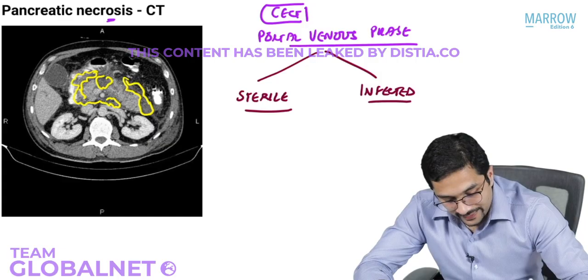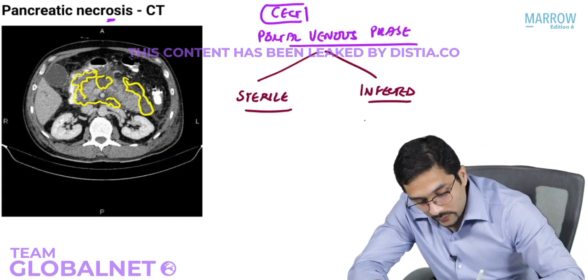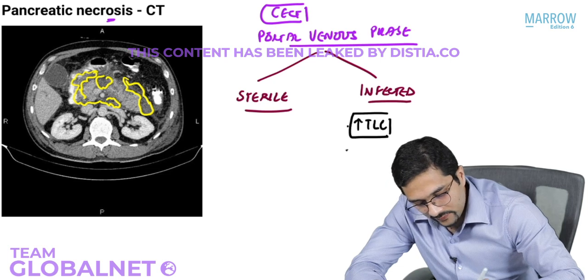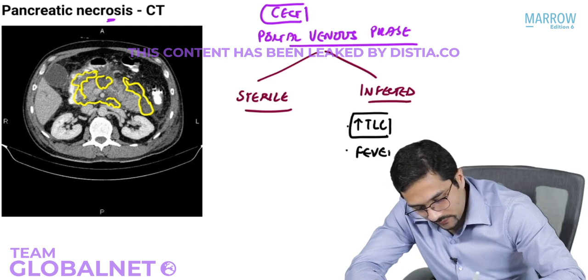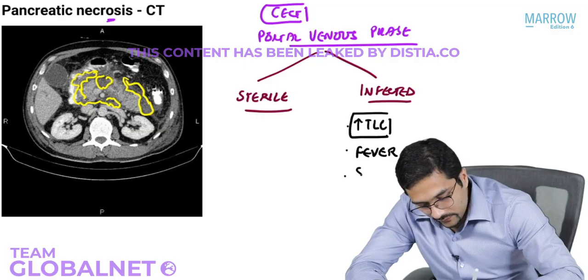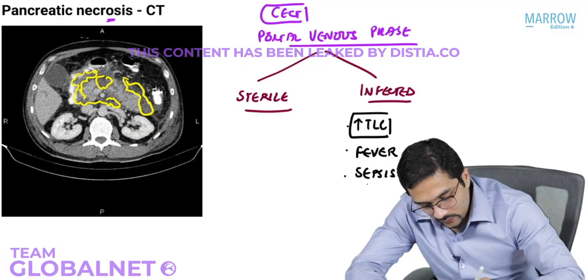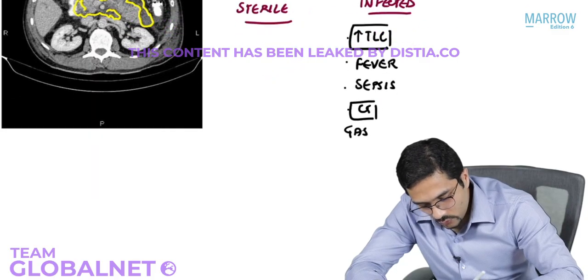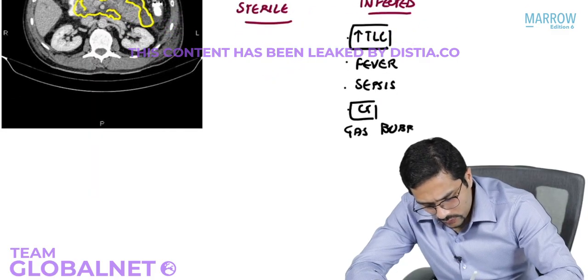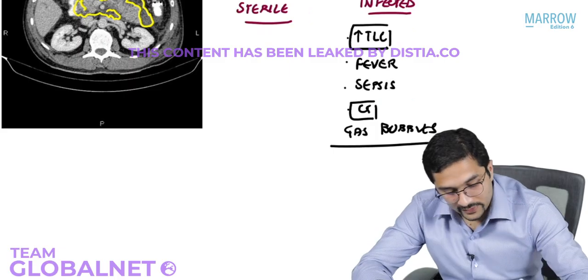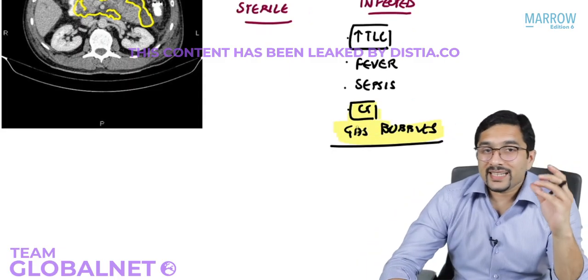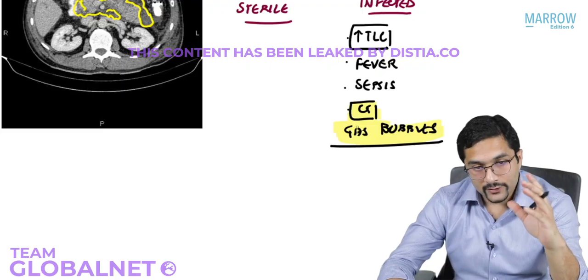Now, if it is infected necrosis, how do we get to know about it? So these patients will have a raised TLC. They can be running fever. They can have other features of sepsis. And on CT, you will see gas bubbles. Although not seen in a lot of patients, if gas bubbles are seen, then it is almost diagnostic that it is an infected pancreatic necrosis.